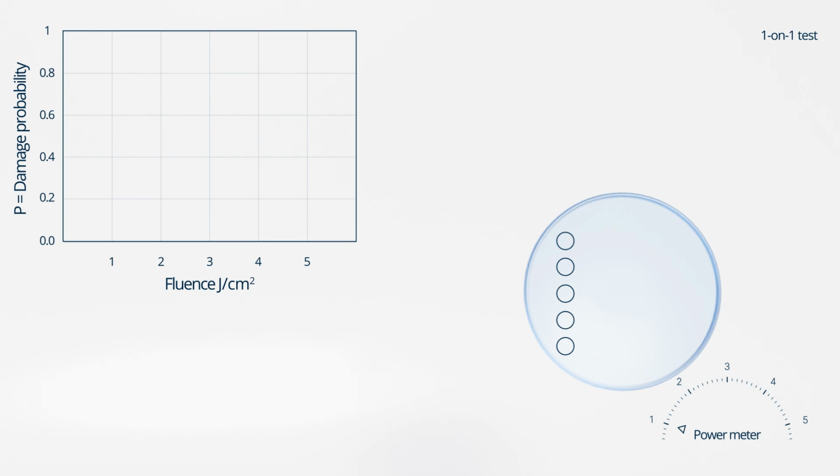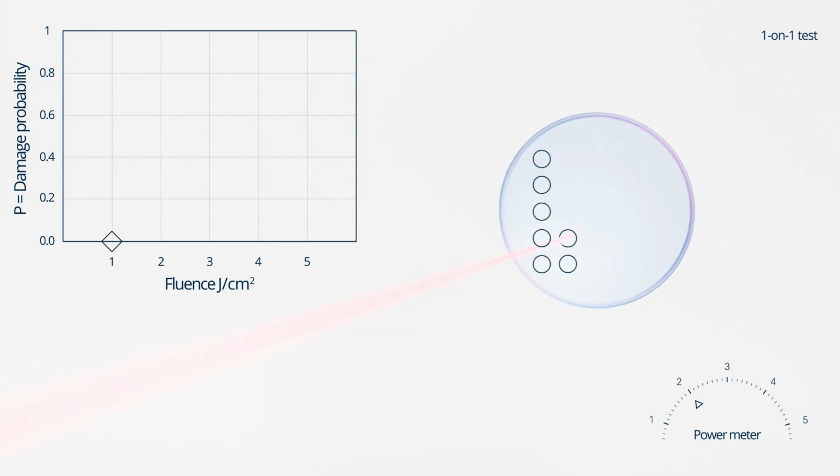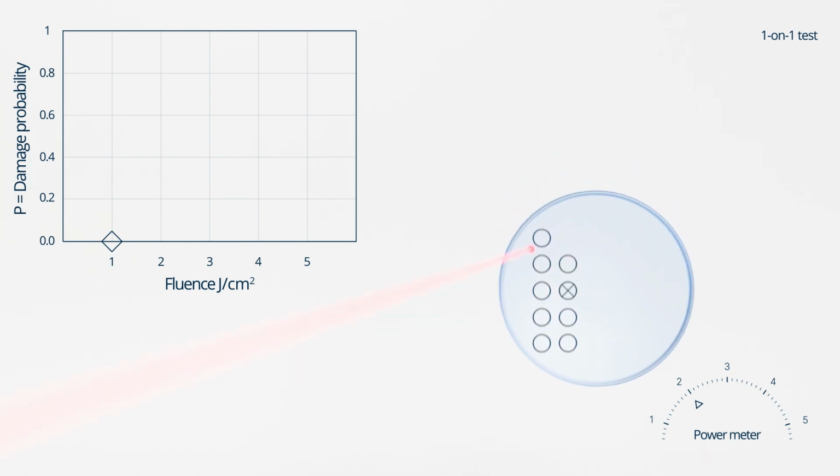If all the sites survive laser exposure, the damage probability is estimated to be 0. Further, the laser irradiation level is slightly increased and another row of test sites is exposed again. Let's say 1 out of 5 irradiated sites was identified as damaged. The estimated damage probability is then 0.2 for the used irradiation level.